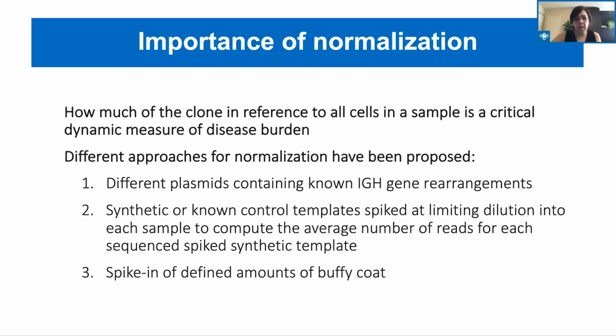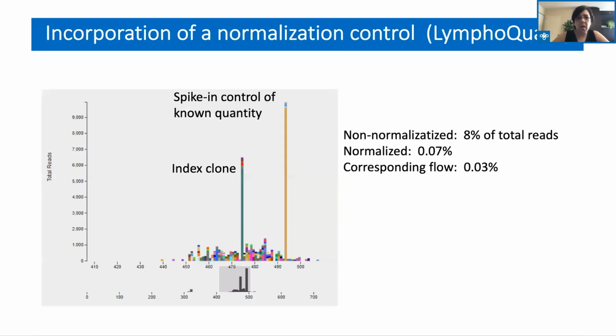You could use spiking controls to be able to recalculate the overall background number of cells. You could do this with plasmids that contain a known IGH gene rearrangement. You could have synthetic or known control templates, or you could even spike in defined amounts of buffy coat. What we are using at our institution, and this is an example case just to show you, is that you can incorporate a normalization control. This is the LymphoQuant.